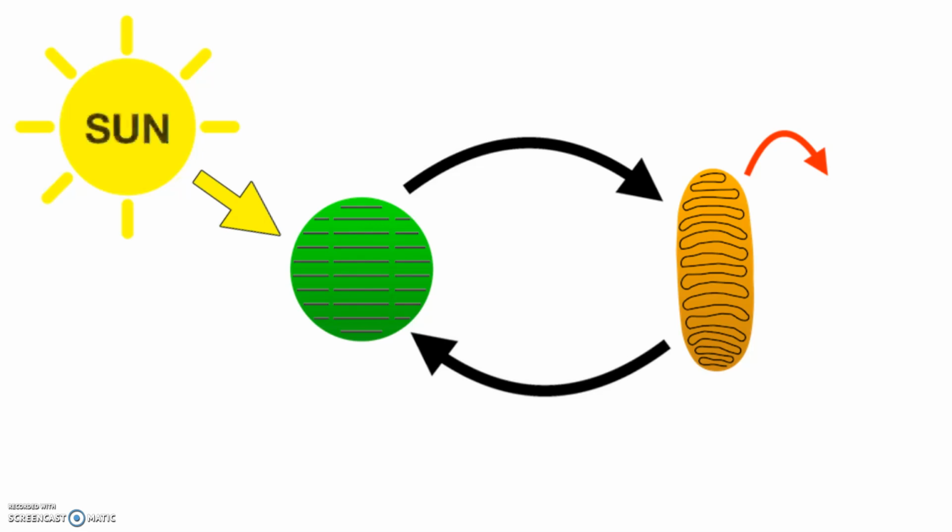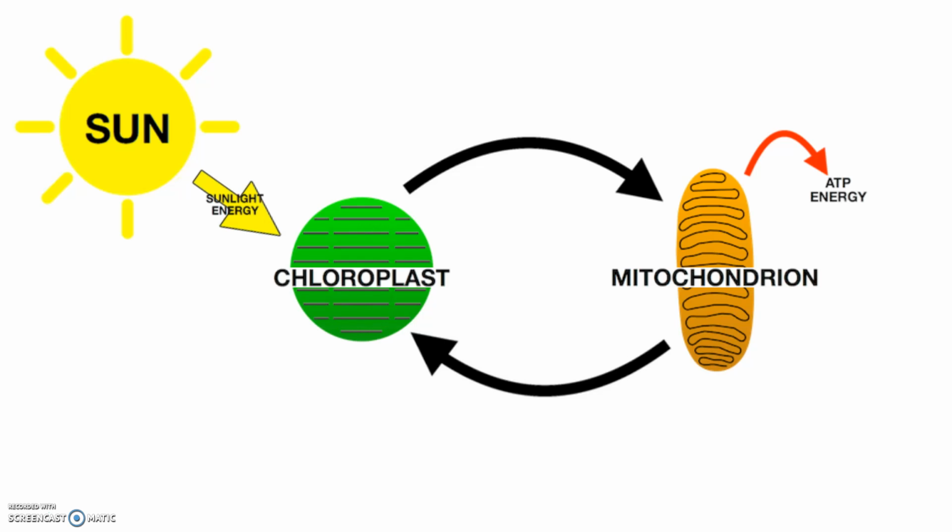To be specific, the yellow thing is called the sun. The arrow is called the sunlight energy. The green thing is called the chloroplast. The orange thing is called the mitochondrion. And the thing that the cell needs is the ATP energy.